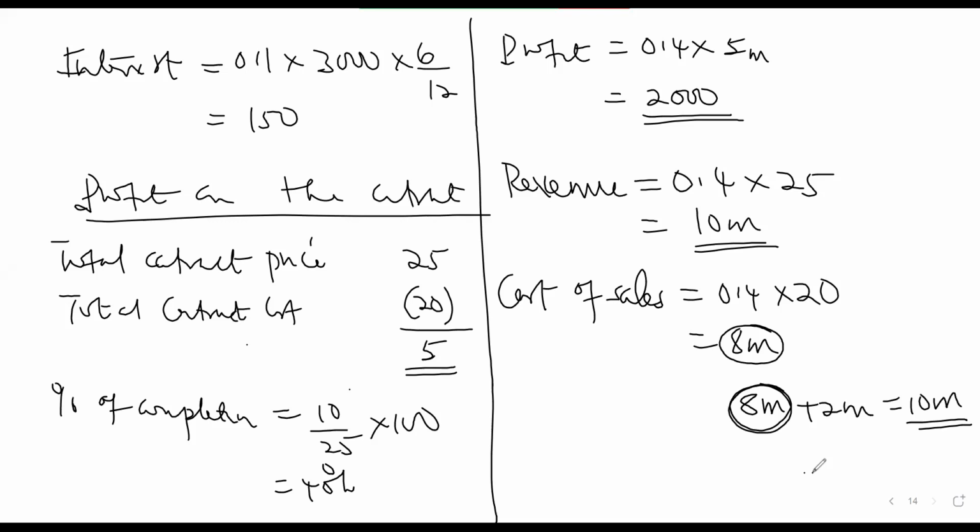20 million. No. What should have been based on the completion? What should have been the cost that we should incur? 8 million. Okay. But we are incurring a cost of what? 14 million. There is a difference of 6 million, isn't it?